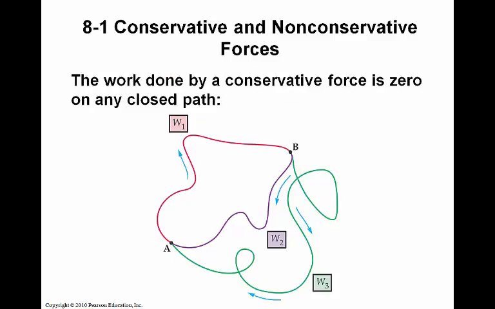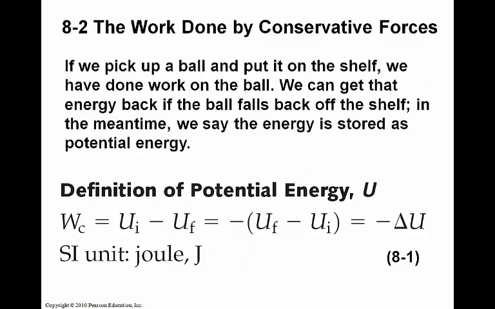Also, for a conservative force, it doesn't matter what the path is. It doesn't have to be a rectangular path. It could be any path. If the force is conservative, the work is always going to be 0 along that total path. So if we pick up a ball and put it on the shelf, we have done work on the ball. We can get that energy back if the ball falls off the shelf. In the meantime, we say the energy is stored as potential energy.